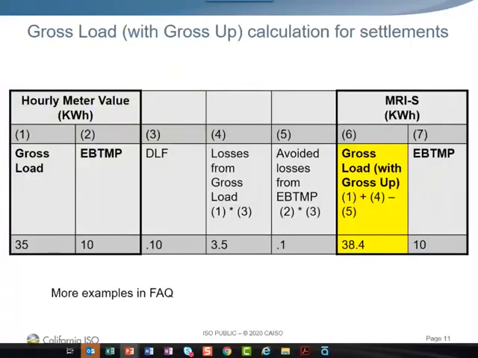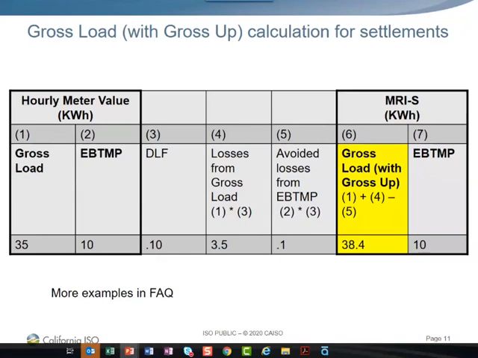Gross load with gross up, and that's what's going to be used for settlements. We have to look at the distribution loss factors and take the losses into account when we're looking at what's going to be used for settlements. So you can see the first 2 columns there are the hourly meter values from the previous slide. There's gross load of 35 kilowatt hours and the excess behind the meter production of 10. In our example, and this is just a given, there's no calculation there, we just picked this number, it's 0.1 is the distribution loss factor. That's what the DLF stands for, so that's the factor that we're going to apply to determine the losses.